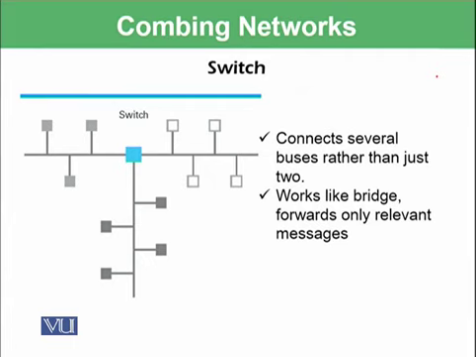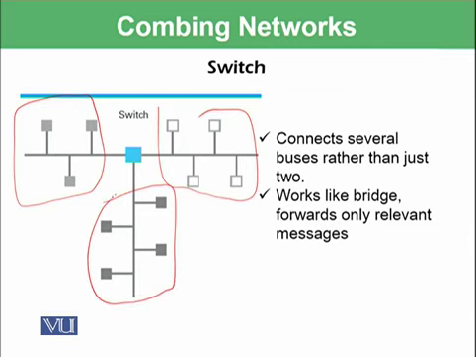And then there is a switch. That connects several buses rather than just two. So we have one network here, that is a bus, another bus is here, and another bus is here. So here we can use a switch that works like a bridge and forwards only relevant messages. And it doesn't work like repeaters. So this means a message sent from here, if that is relevant for this network, will be forwarded to this one. Otherwise, this message will remain here if it is only for this network.